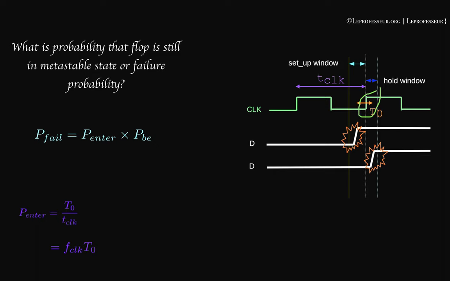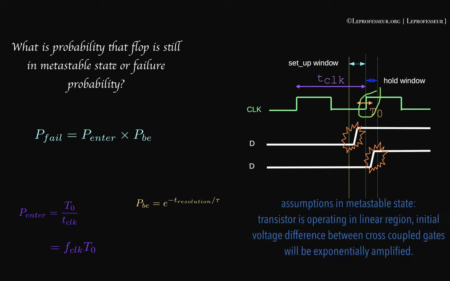Now, the second number, P BE. What happens after the flop enters the metastable state? If we go back to the transistor example and analyze the IV characteristic curve of the inverter, we find that the transistor is operating in the linear region. And when the transistor is operating in the linear region, the initial voltage difference between the cross-coupled gates will be exponentially amplified.